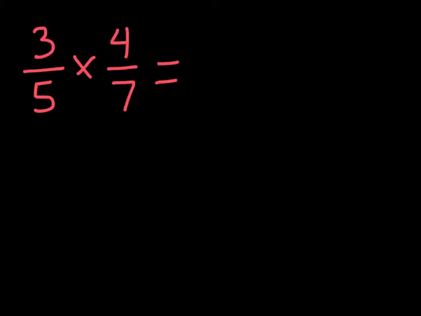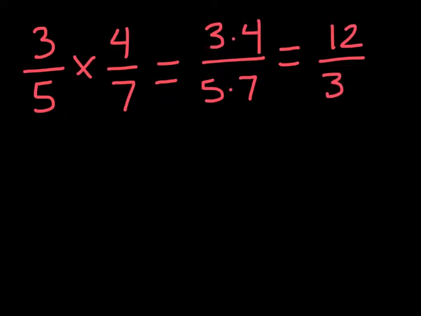When multiplying fractions, the product is equal to the product of the numerators over the product of the denominators. For example, if we were going to multiply 3/5 times 4/7, the product would be 3 times 4 over 5 times 7, or 12/35.